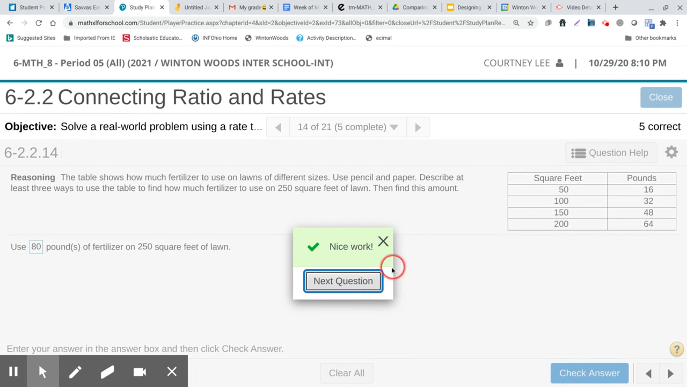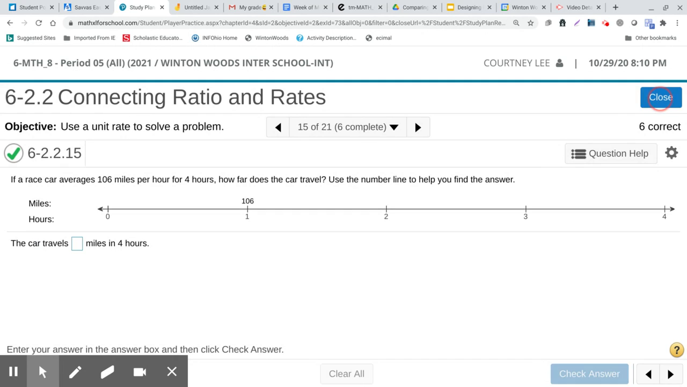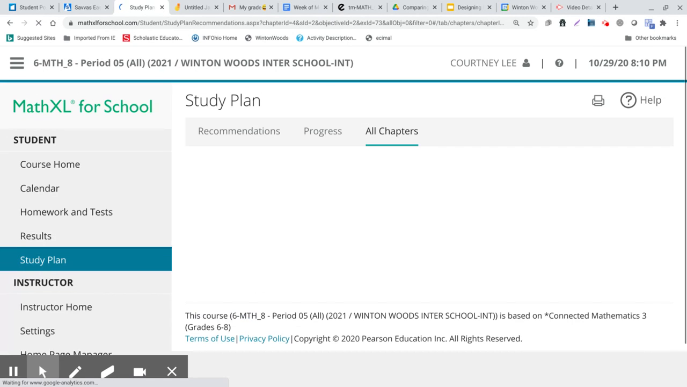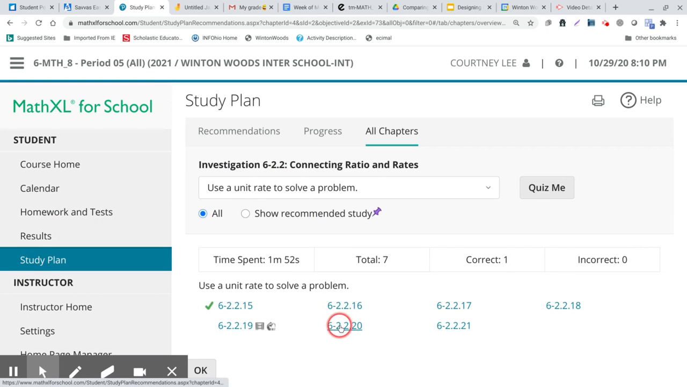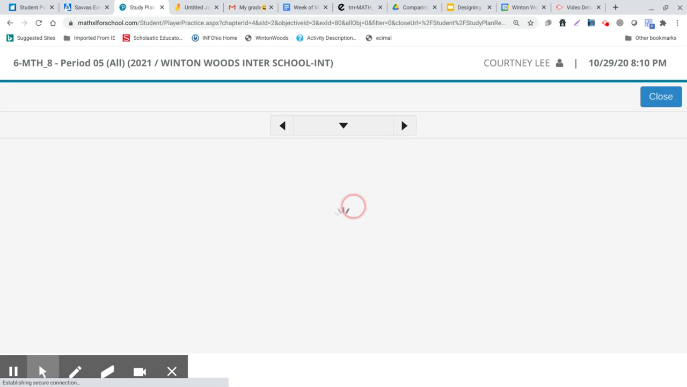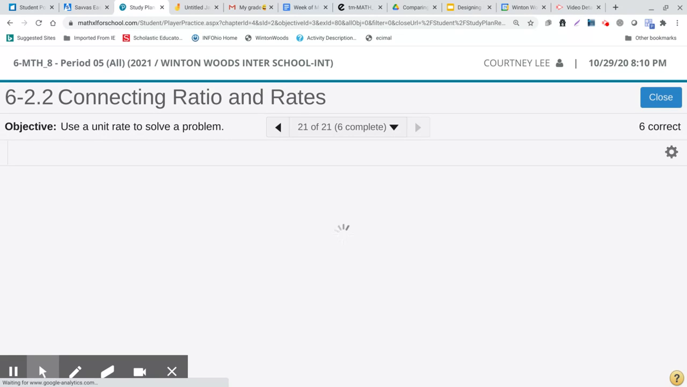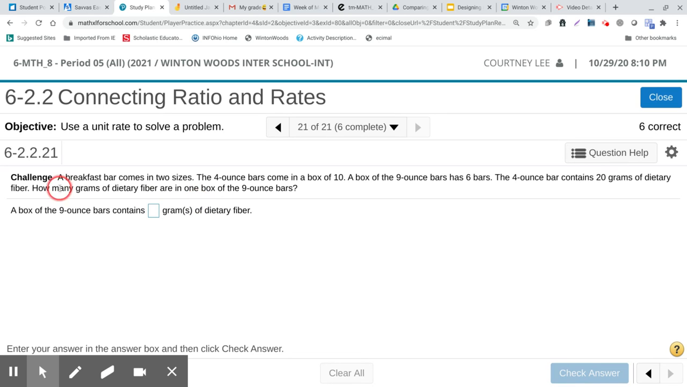All right, let's do one last question. We're going to stay with the same connecting ratios and rates. This time I'm going to do the last indicator: use a unit rate to solve a problem. So at least I know I'm going to use a unit rate. Let me just try this problem. Remember, unit rate means per 1 in the denominator.